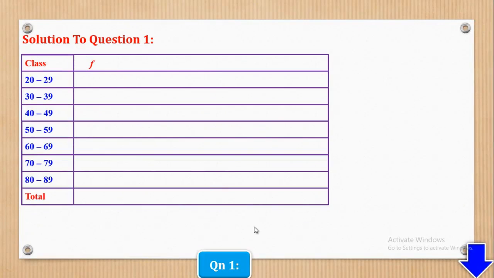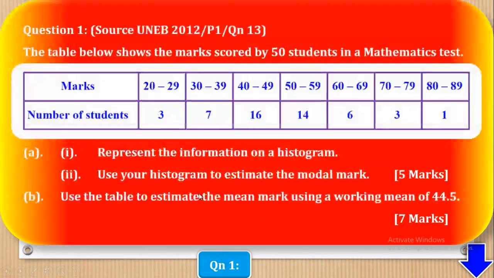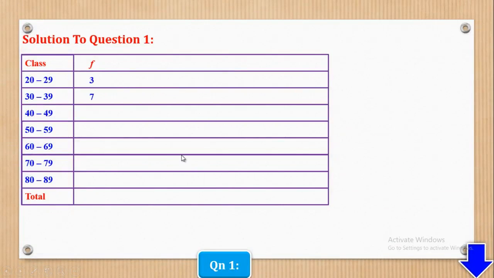Now next will be F. F denotes frequency, and frequency will be these very values for the number of students. So let's first put them there. Now this 50 is the total of all these ones. So when you sum up all these values, you'll be able to get this value, which is 50. Now this is the information given.